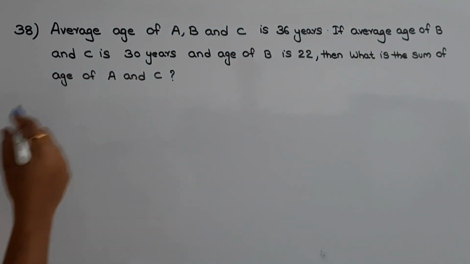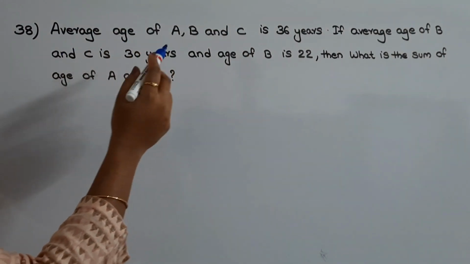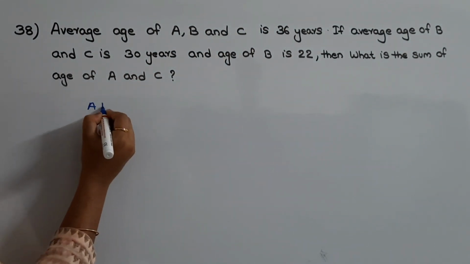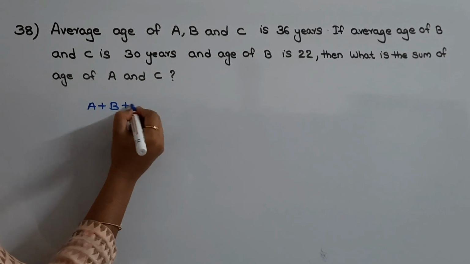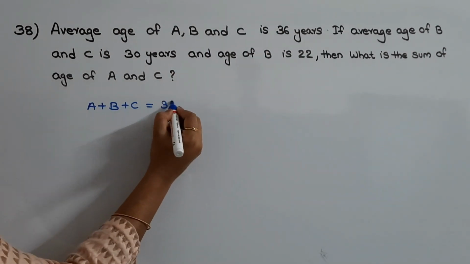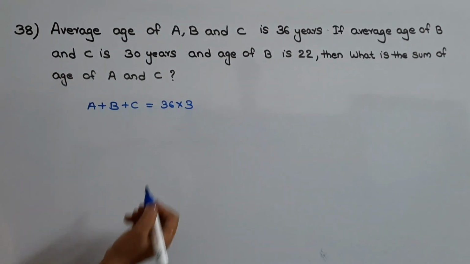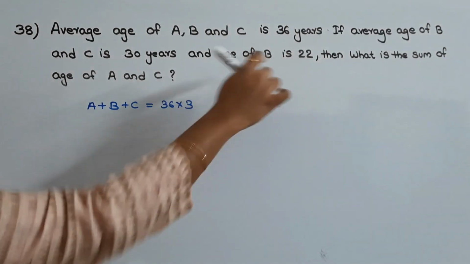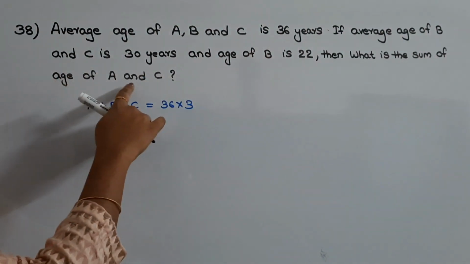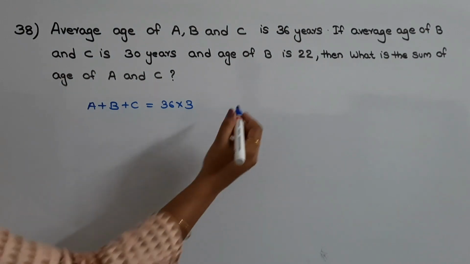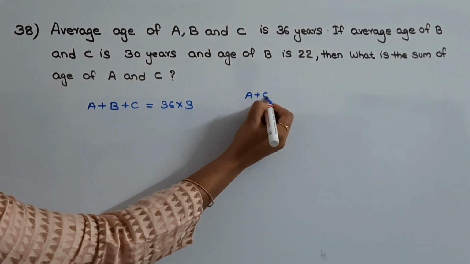Okay, so in this question they have given the average age of A, B and C as 36 years. Then what will be the sum of the ages of A, B and C? That will be equal to average into 3, that is 36 into 3. Here they have given the age of B as 22. We need to find out the sum of ages of A and C, so we need to find out the value of A plus C.